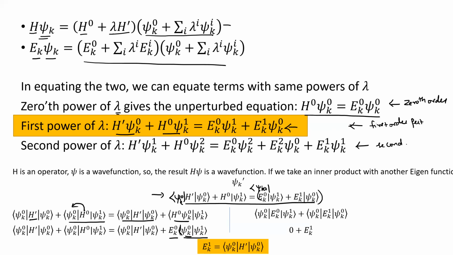ψk⁰ and ψk¹ are the solutions of the unperturbed Hamiltonian, right? So basically this will go to 0. What will remain on the left-hand side is just ⟨ψk⁰|H'|ψk⁰⟩. On the right-hand side, let's do the same thing. I act from the left with ⟨ψk⁰|.